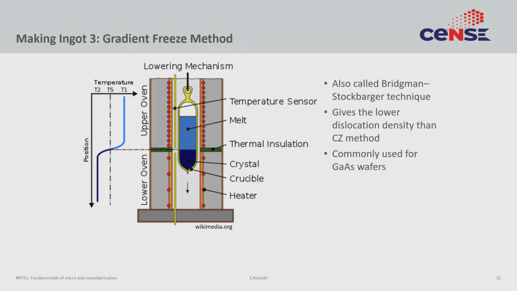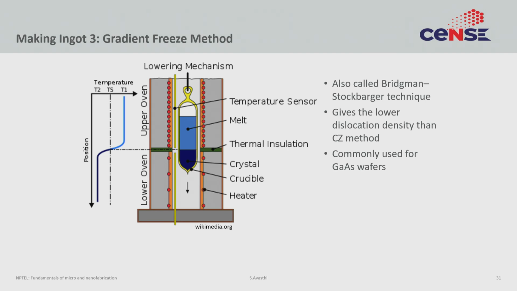The third method is actually the gradient freeze method. Here again the concept remains the same, but the hardware is slightly different. What you actually do is you create a melt in a sealed ampule, and the ampule is lowered in an oven whose temperature changes from bottom to top. So going from bottom to top, the temperature is different, and as this ampule is lowered in this furnace, it starts crystallizing at the lower end, and this crystallization front progresses until the whole melt is crystallized. This is called the Bridgman-Barker technique.